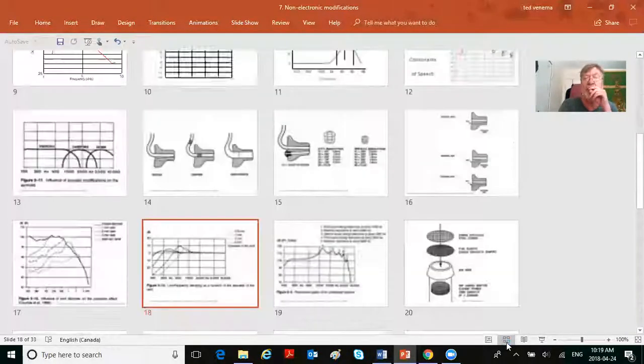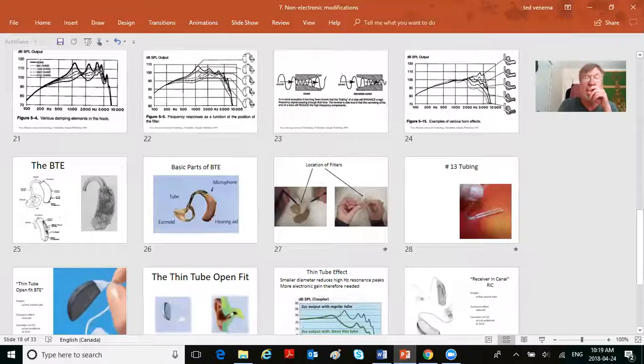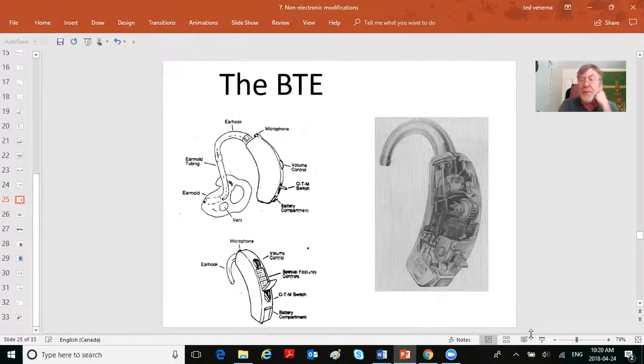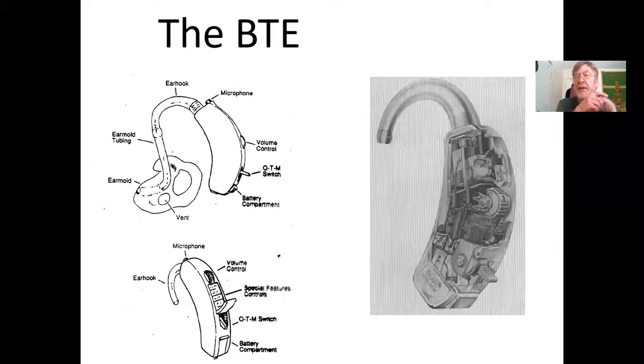Let's see if I got a picture of that. Where are they seen? Okay. Just take a peek here. The BTE, just a picture. This is how we'll wind up today's discussion. Here's a BTE. There's the microphone. Now in here where I'm circling, that's the speaker, or what we call the receiver. Volume control. OTM switch means off telephone mic. M means on. In English, off and on both start with an O, so we don't know which is which, so they're always called OTM. Off telephone mic.